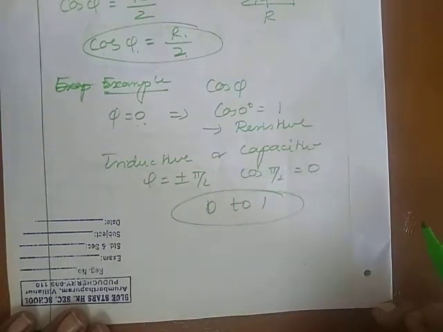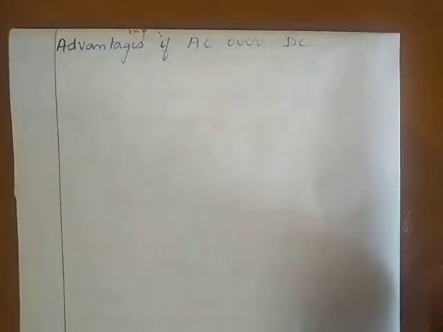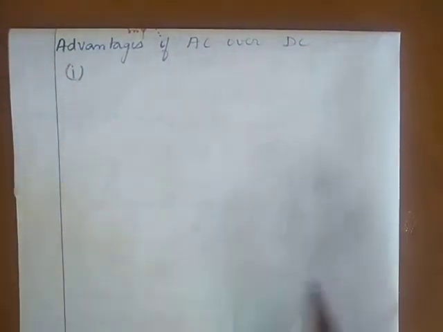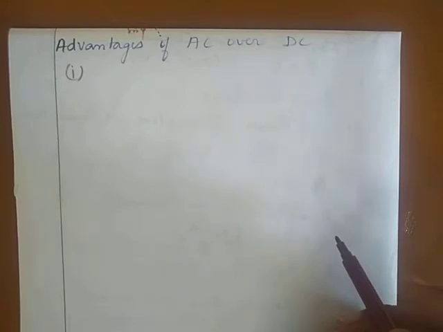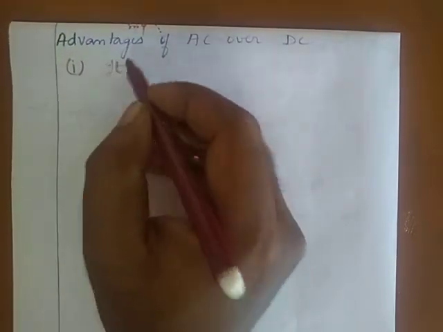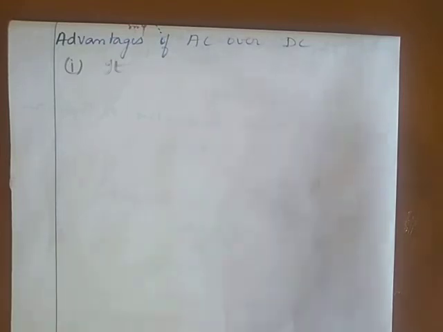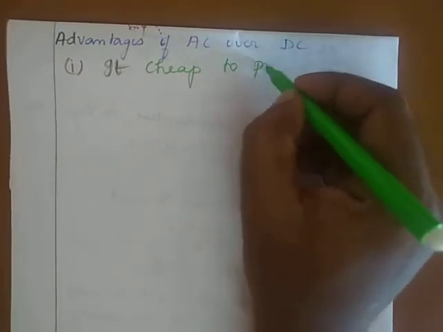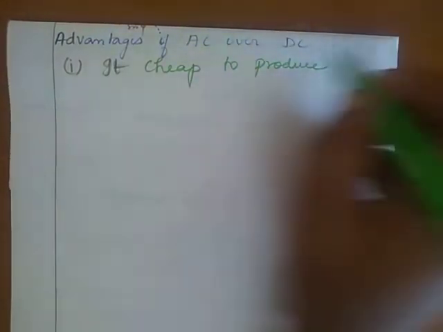Here let me see some advantages of AC over DC. First one, the generation of AC is cheaper than DC. It is easy to produce AC compared with DC. Whenever there is a change in magnetic flux linked with a closed coil, EMF is induced. That is a simple way to produce AC, and that is very cheap compared with DC. It is cheap to produce AC.